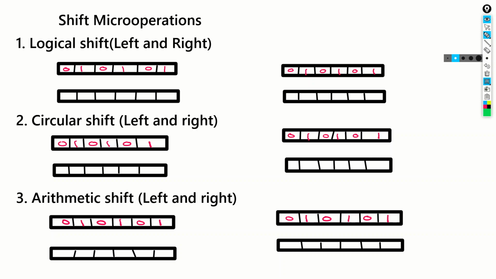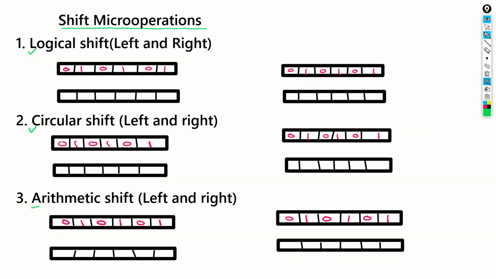Hello everyone. In this video, we will discuss shift micro operations in computer architecture. So let us talk about shift micro operations in computer architecture. There are three types of shift micro operations. First is logical shift, second is circular shift, third is arithmetic shift.